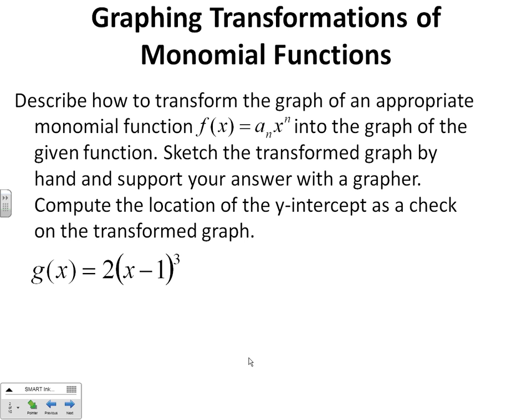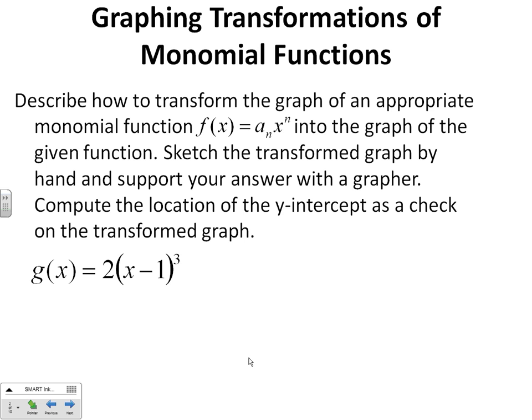The instructions say, describe how to transform the graph of an appropriate monomial function f of x equals a sub n times x to the n. So we have some term a sub n in front of x to some power, into the graph of the given function. Sketch the transformed graph by hand and support your answer with a grapher. Compute the location of the y-intercept as a check on the transformed graph.